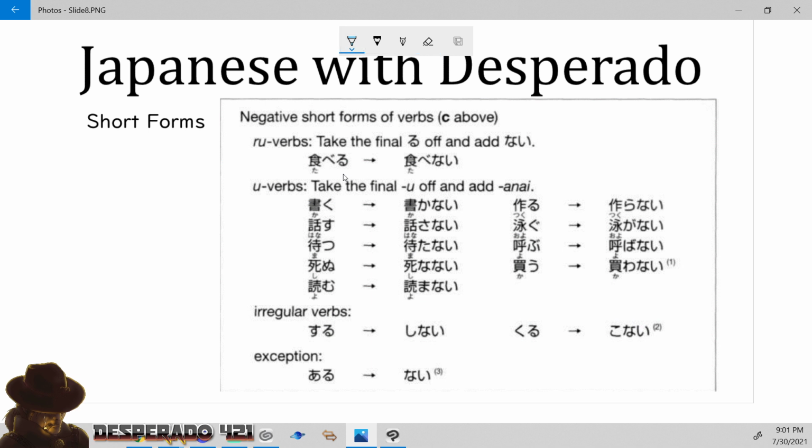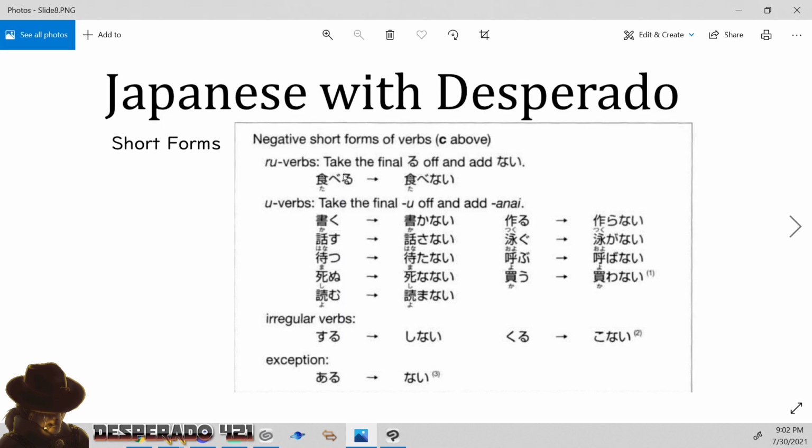You have suru becomes shinai. But kuru becomes konai. Very good. This one's a little bit difficult to remember because the su to shi makes sense, but the ku to ko does not make sense, right? So that's why it's one of the irregulars. And then aru just becomes nai.